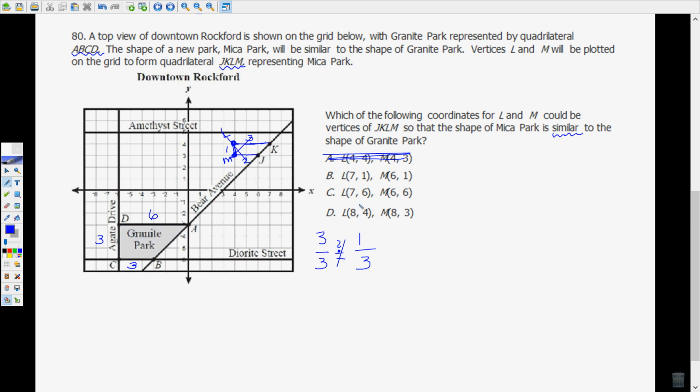And let me just show you the one that is and why it is. So 8, 4 would be here. That would be L. This is D down here. And 8, 3 would be here. And if you draw that one and you compare the sides and their lengths, here we have 2, here we have 1, and here we have 1. Let's go with LK. It should match up with CB. LK is 1. CB is 3.